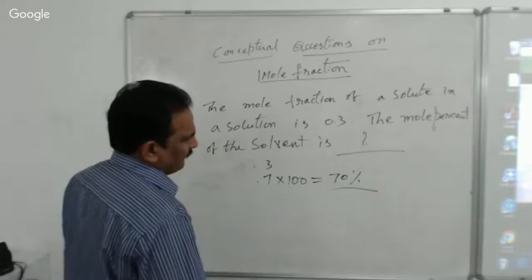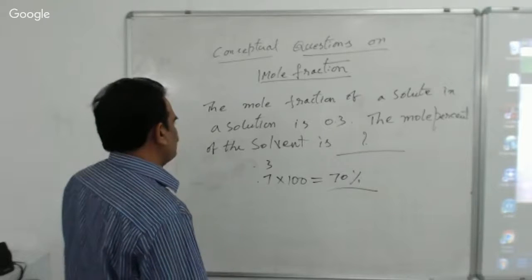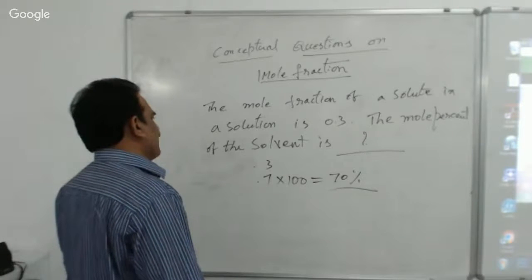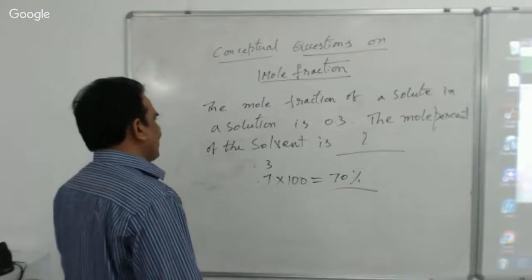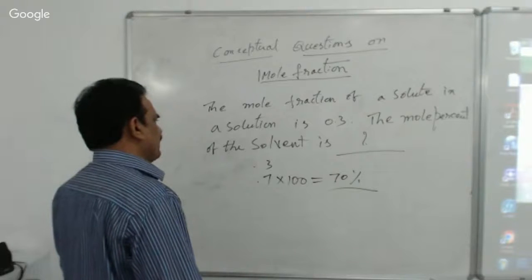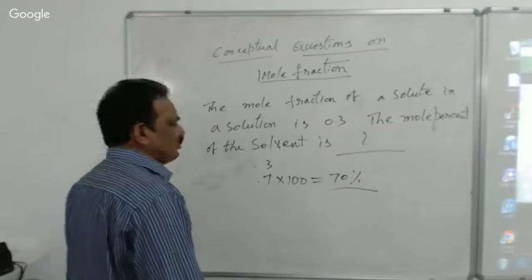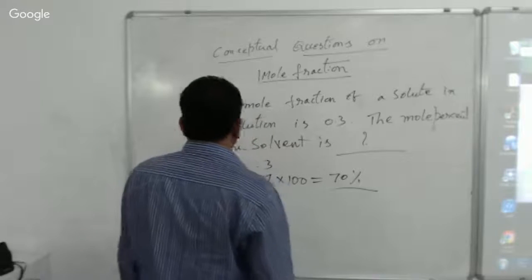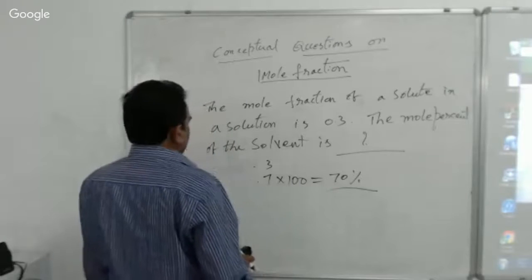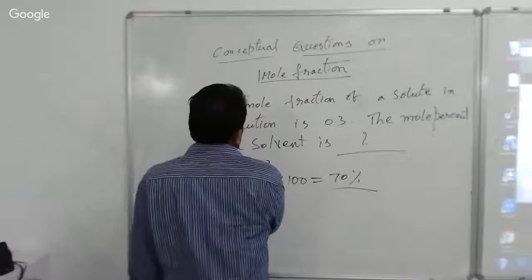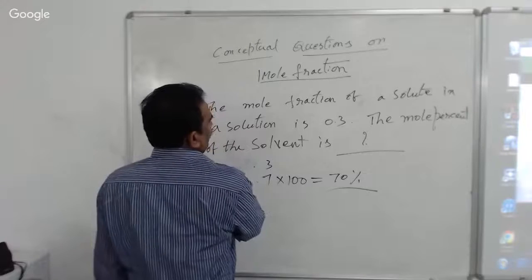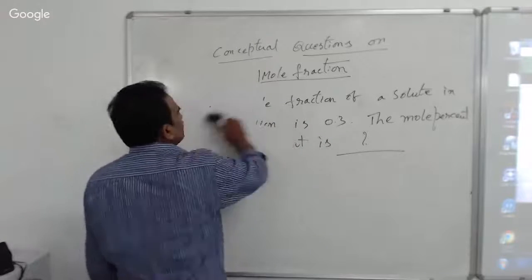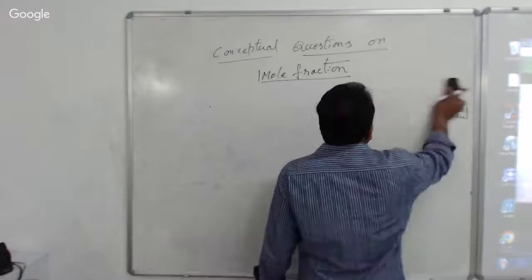Is it okay? Yes, sir. So for this question, there is no need of pen and pencil. Just by looking at 0.3, the other component should be 0.7. 0.7 into 100 is nothing but 70. It's a simple problem, provided you know what mole percent is. Mole fraction in percent is nothing but mole percent. So this question is very simple, but you need to think.